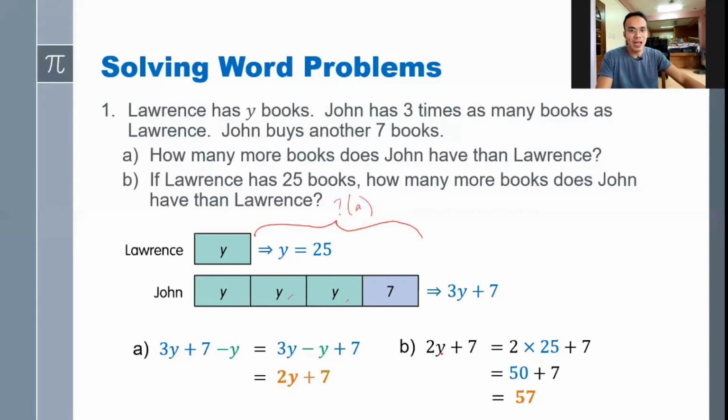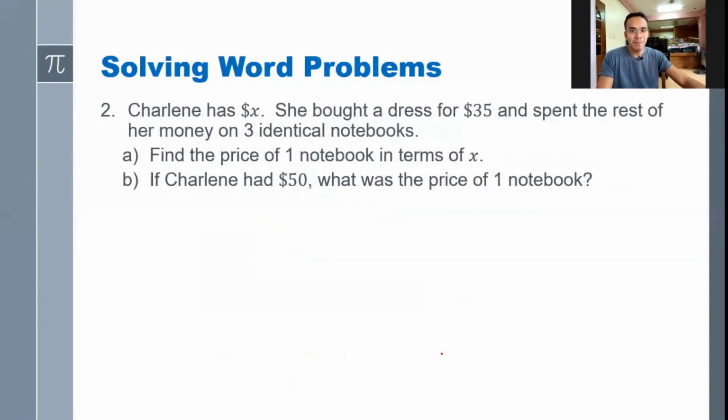Okay? Problem number 2. Charlene has x dollars. She bought a dress for $35 and spent the rest of her money on 3 identical notebooks. There's only one person involved in the problem, so we're just going to make one bar model, and that bar model is for Charlene alone.